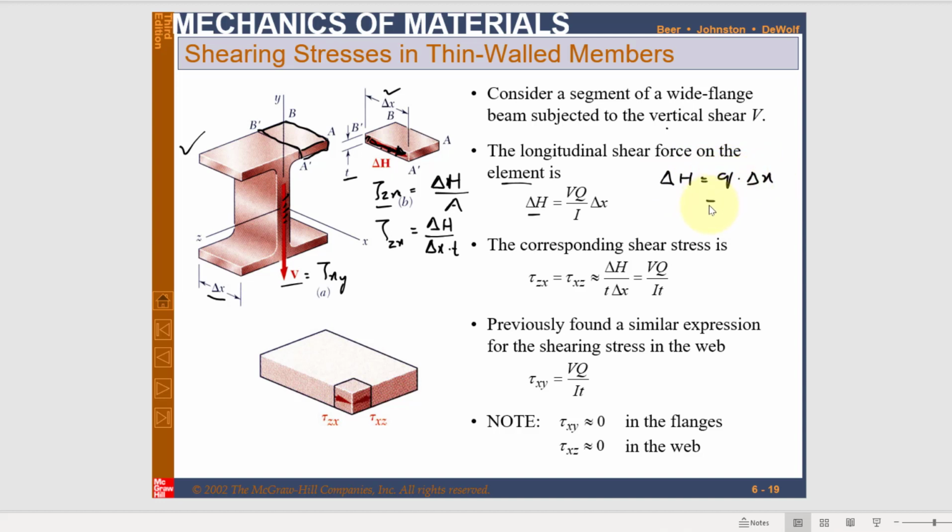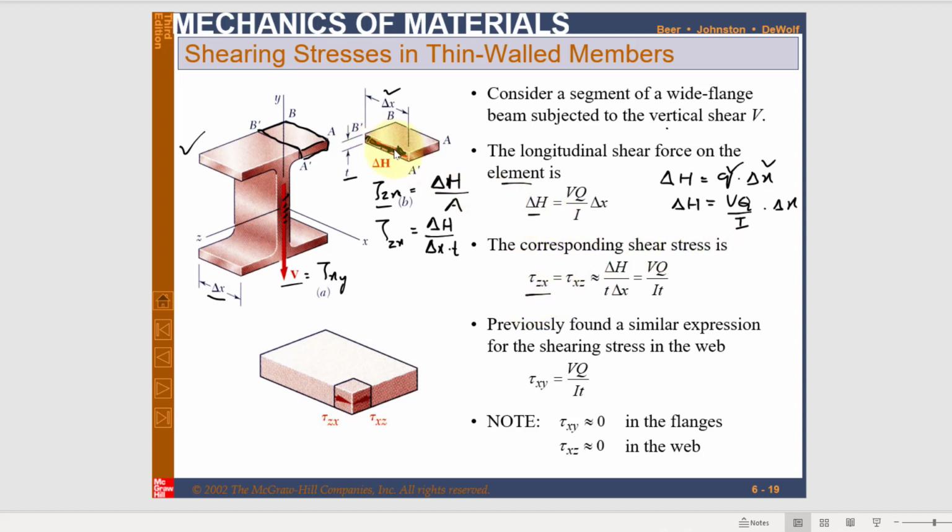Where delta H is the horizontal shear force, delta X is the length, V is the shear force, Q is the first moment of area, I is the second moment of inertia. So this delta H is equal to VQ over I into delta X. The corresponding shearing stress is tau of xz.